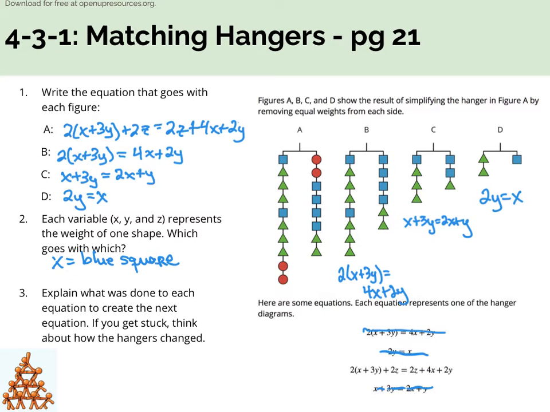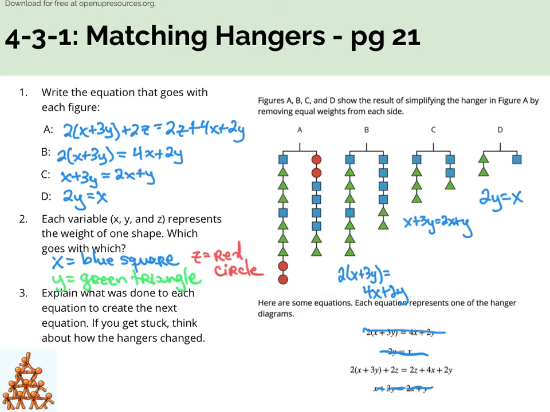Okay, and then let's go ahead and do y. Y is the green triangle. And then last one, z is the red circle.